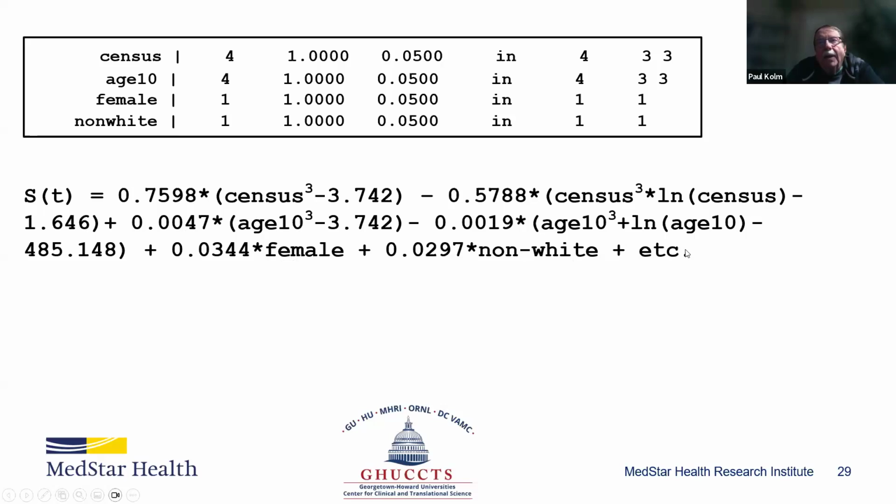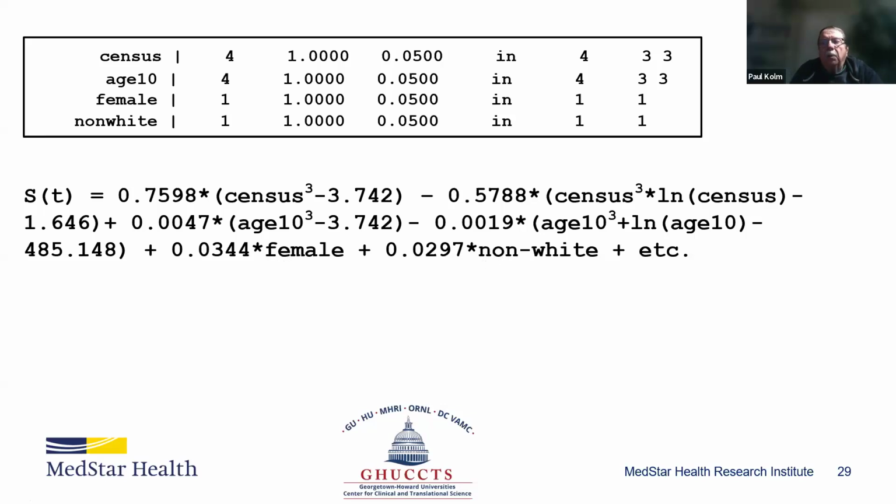female and non-white. And then we could finish that out, but obviously I don't want to take time to go through every one. But we have the regression coefficients times the particular independent variable. So in this case, since female is just a dichotomous 0, 1, it would be 0.0344 times 1 if the patient is female, or times 0 if it's male, and then the same thing with non-white, which is a 0, 1 variable.